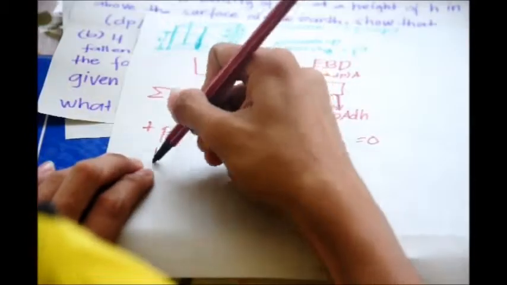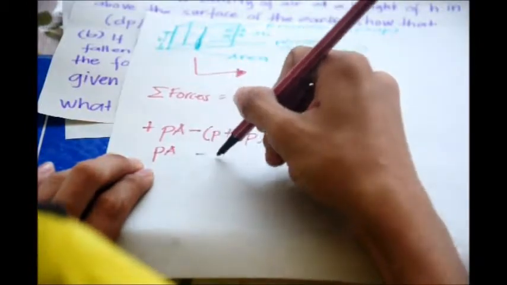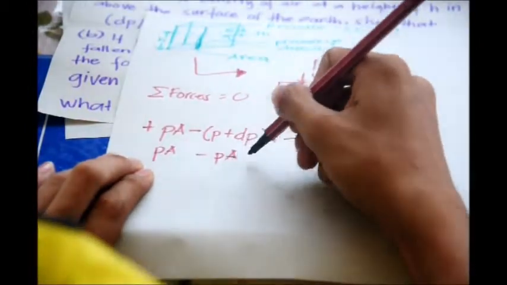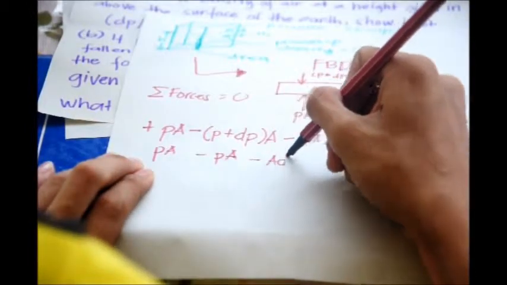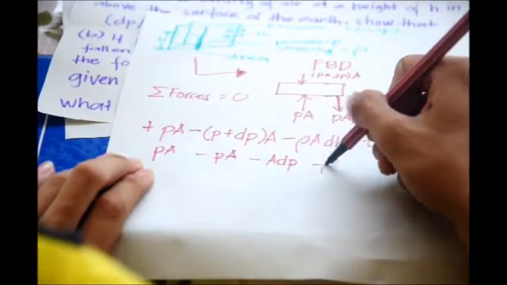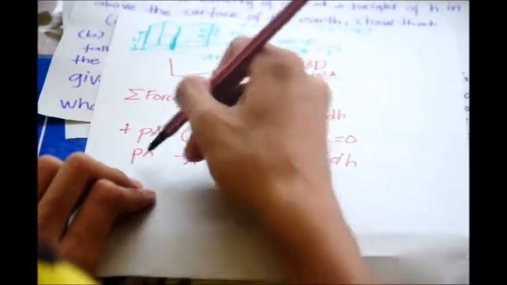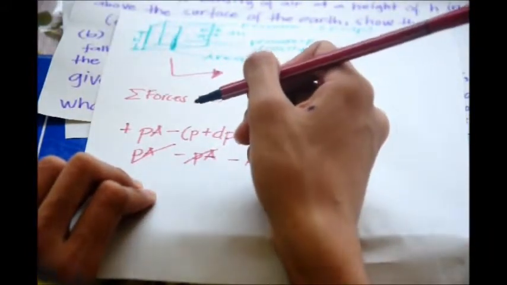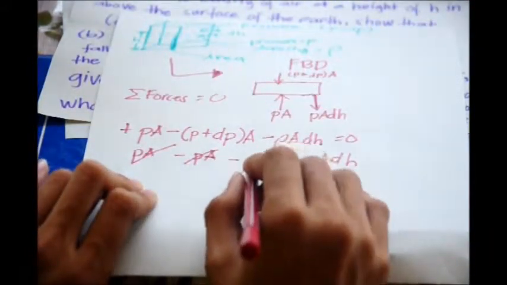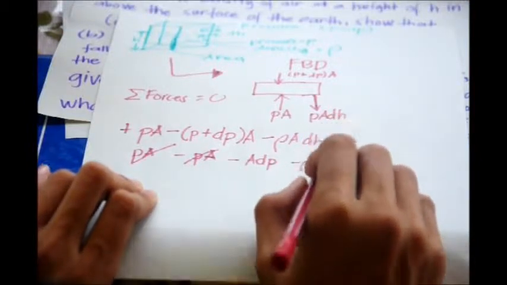By adding up the following conditions, and so that PA is PA, dP, and PA. So we have now negative A dP minus rho A dH is equal to 0. Again, multiply both sides with the area.